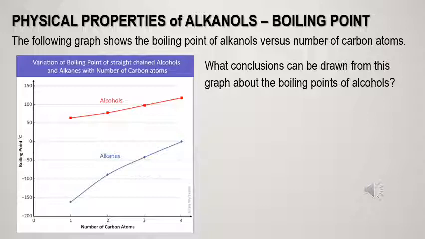What I would like you to do is think about what conclusions can be drawn from this graph about the boiling points of alcohols. I'd like you to come up with 2 points. First of all, a general trend relating to the slope of the red line, and second of all, we might want to think about how alcohols compare with alkanes. Pause the video now and try to answer those questions.